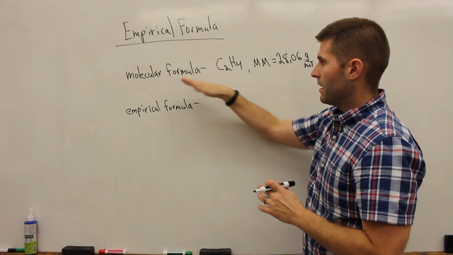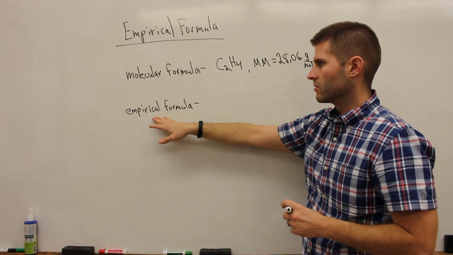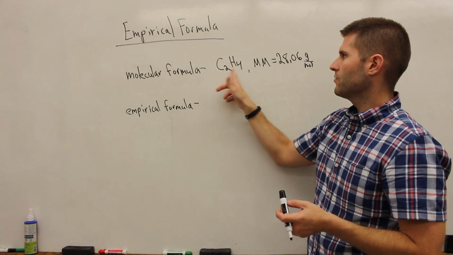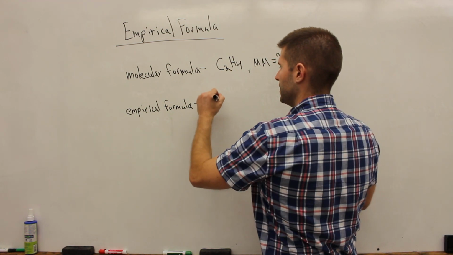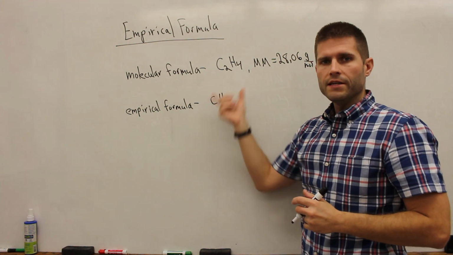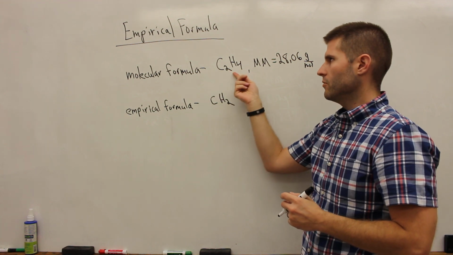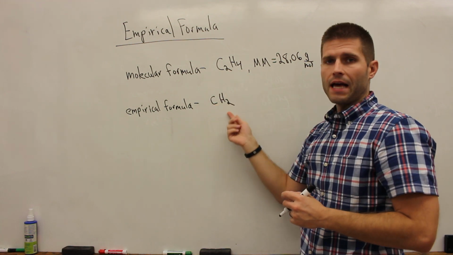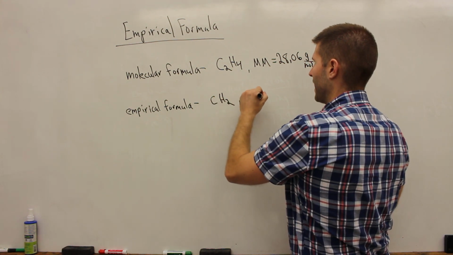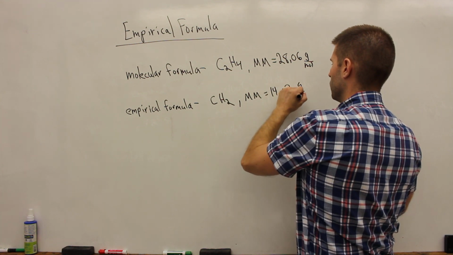Now, comparing the molecular formula to the empirical formula, to go from molecular formula to empirical formula, all you have to do is find the smallest whole number ratio. So if we divided both of these numbers by 2, we would get CH2. These have the same ratio of, for every one carbon, there are 2 hydrogens up here. The same thing is happening down here. So this is the empirical formula. Now for the empirical formula, the molar mass is 14.03 grams per mole.